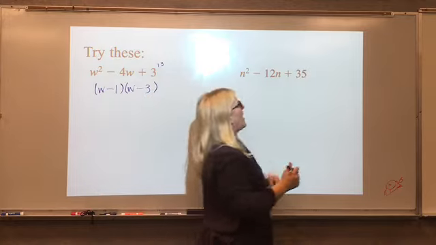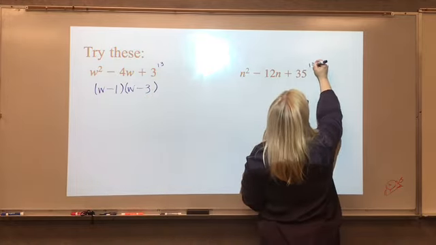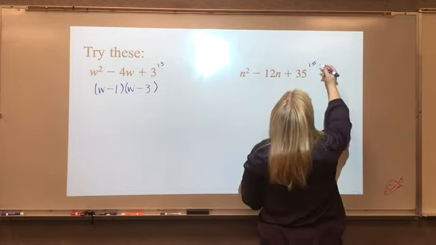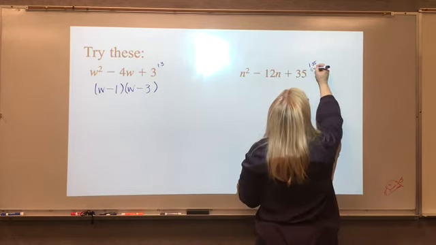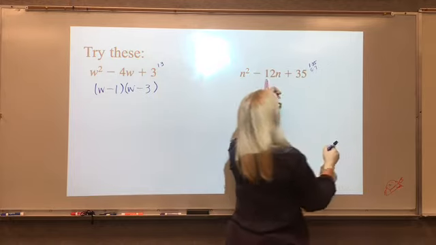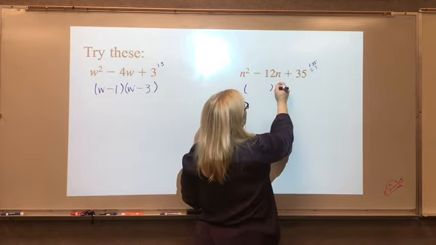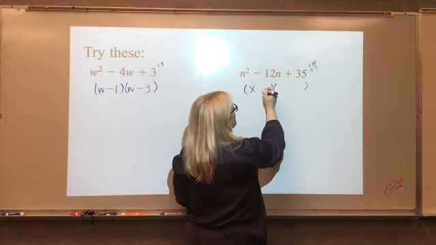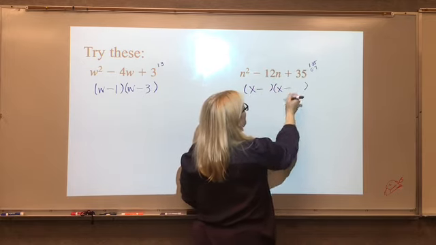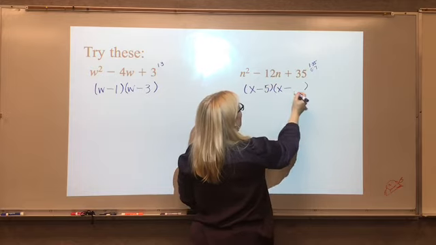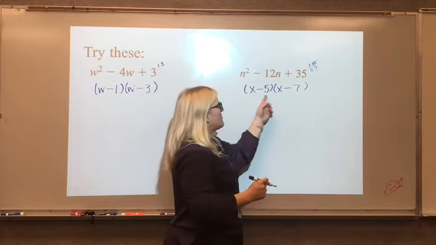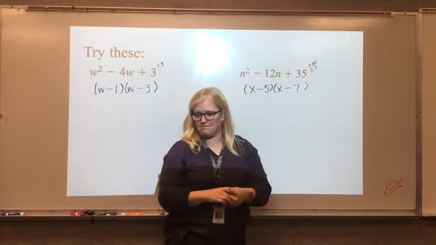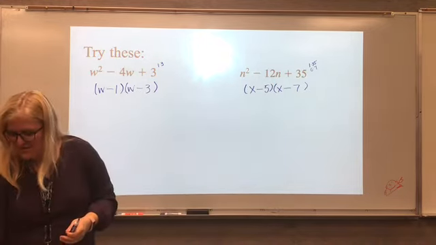All right, over here I have 1 times 35. Usually they're not those, but you get one every once in a while. And I have 5 times 7. It looks like that's going to be the one. So I'll have x. Again, I have a negative here, a positive here, so I'm going to have 2 negatives, right? And it's minus 5 and minus 7. Negative 5 plus negative 7 is negative 12. Okay?